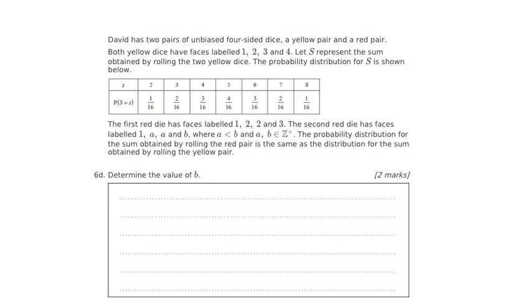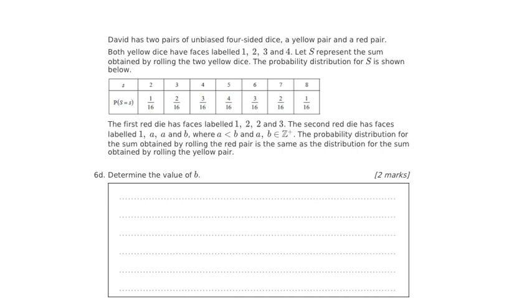The first red dice has the faces labelled 1, 2, 2, 3. The second red dice has faces labelled 1, A, and B, where A is less than B, and A and B are positive whole integers. The probability distribution for the sum obtained by rolling the red pair is the same as the distribution for the sum obtained by rolling the yellow pair. 6D. Determine the value of B.